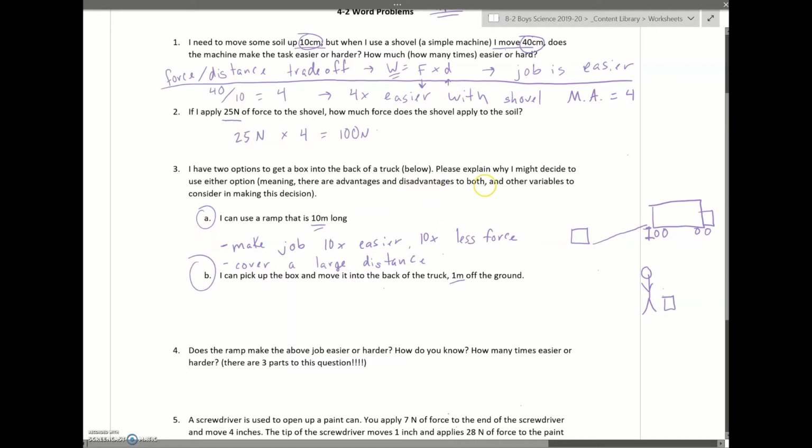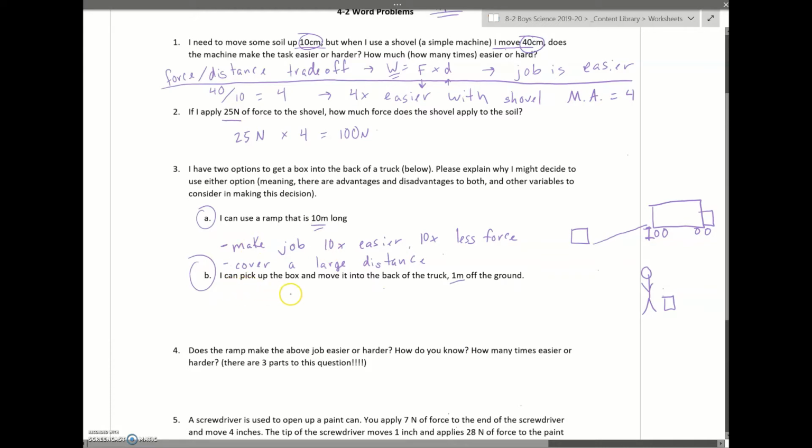Maybe 10 meters is just really far. The box isn't that heavy. Maybe I'm able to just pick it up. It doesn't say in here how heavy the box is. Maybe the box is easy enough to just pick up and only move 1 meter. That's probably shorter than most counters in your house. So if it's light enough, easy enough, that might be a quicker option. So time maybe is a factor here. I can do it a lot faster if I just have to pick it up 1 meter.